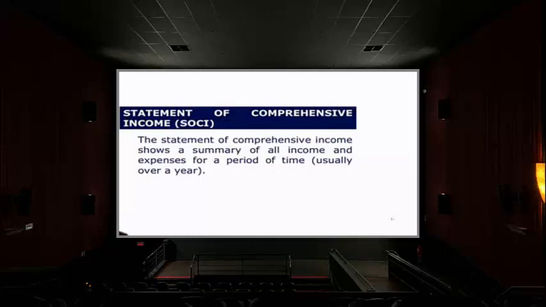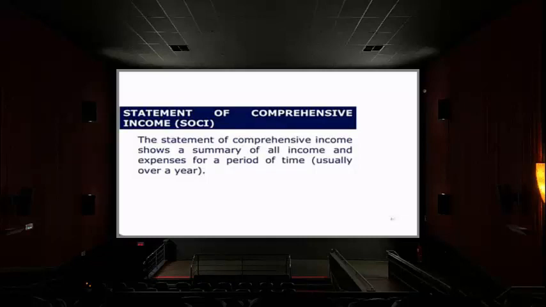We can see what we need to prepare in the end, and then we can start from the beginning and work towards this end set of financial statements. Now there's 4 financial statements in this syllabus: the statement of comprehensive income, the statement of financial position, the statement of changes in equity, and the statement of cash flow.